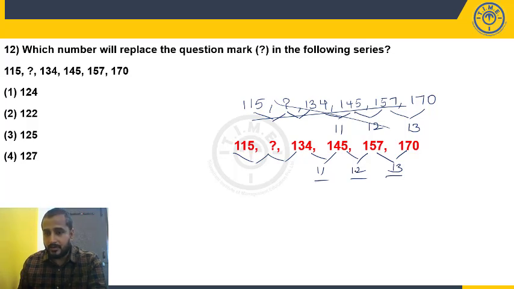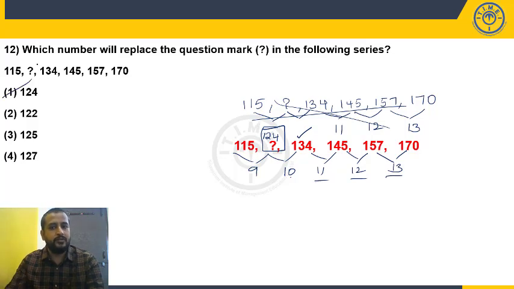11, 12, 13. So I guess it is 10, and I guess it is 9. If it is correct, let's check the pattern. 115 plus 9, 124. 124 plus 10, 134. Perfectly matching. So the missing number is 124. Choice 1. Plus 9, plus 10, plus 11, plus 12, plus 13. All the numbers are in increasing pattern, so that's why I'm not writing a plus.